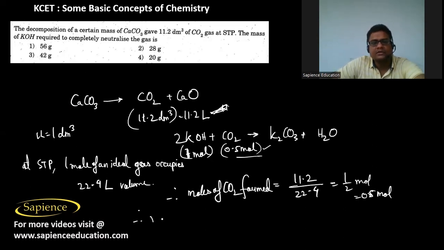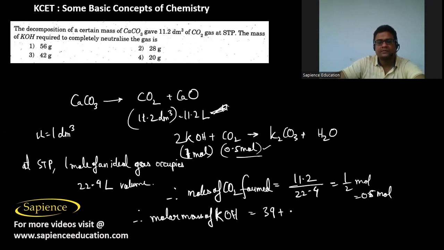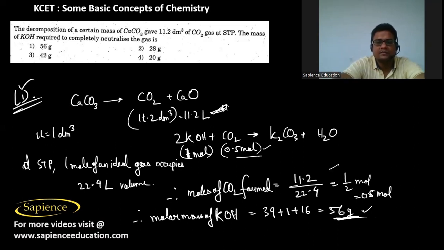Now, therefore, simply we have to find the molar mass of KOH, potassium hydroxide. For potassium, as we know, that is equal to 39 plus 1 plus 16. So that is 40 plus 16, that is 56 gram. So 56 gram of KOH will completely neutralize this half mole of CO2 gas. So option 1 is the correct answer.